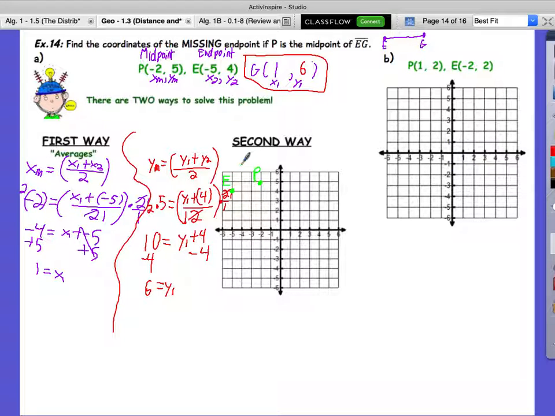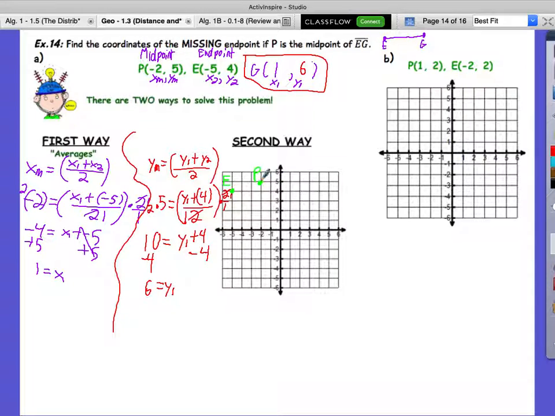Now, which one of these is the endpoint, E or P? E. Okay, that means P is the midpoint. So that means P has to be between that and G, right? So is G going to be to the right or to the left? To the right, because P has to be in the middle. If P has to be in the middle, that means G has to be to the right. If G's over here, it won't be in the middle between them.